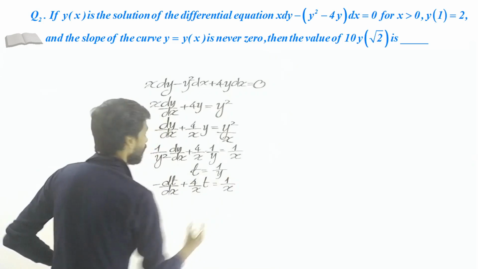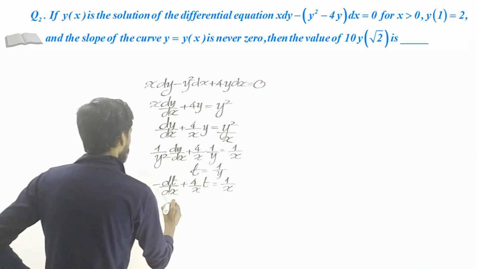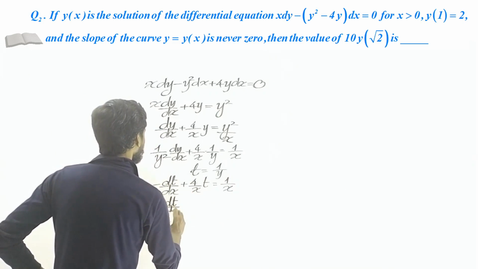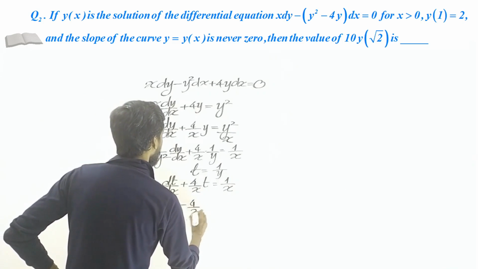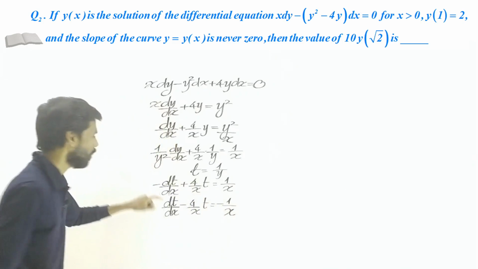So this looks exactly like a linear differential equation. This you know how to solve, right? Integrating factor and all those stuff. So dt by dx minus 4 by x t equals minus 1 by x, just multiplying by minus 1.